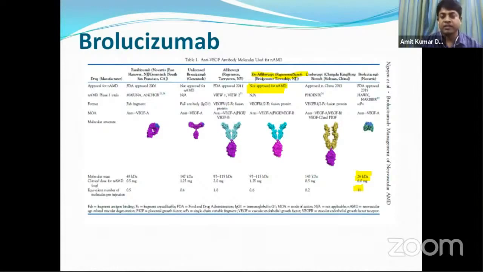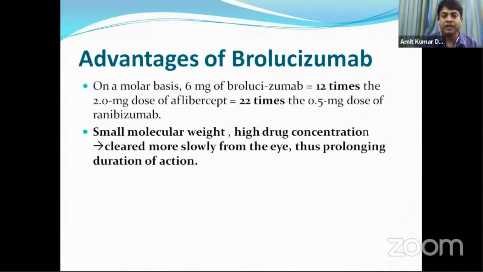So it is the smallest molecule available now. Its molecular weight is 26 kilodalton. So what is the advantage? It's given as initial 3 monthly injections of 6 milligram per dose, followed by injections every 2 to 3 months. On a molar basis, 6 milligram of brolucizumab is equivalent to 12 times the 2 milligram dose of aflibercept and 22 times the 0.5 milligram dose of ranibizumab.